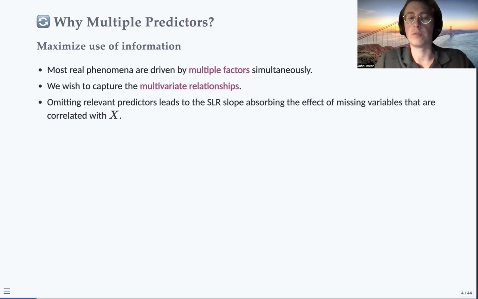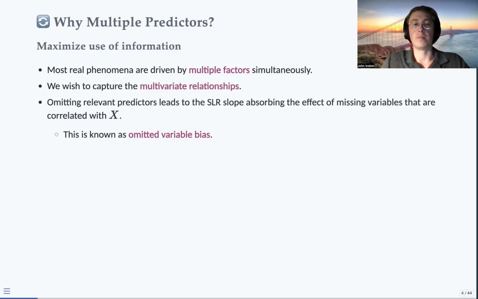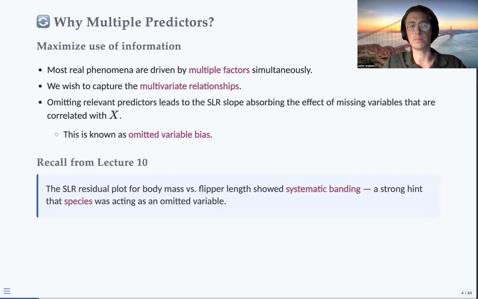The main drawback of missing these predictors is that it leads the simple linear regression slope to absorb the effect of the missing variables that are correlated with X. This is known as omitted variable bias. By omitting certain variables, you are influencing the slope that is fitted in simple linear regression, and that slope may be driven by different predictors that you haven't included. You're essentially introducing a type of bias into your final model.